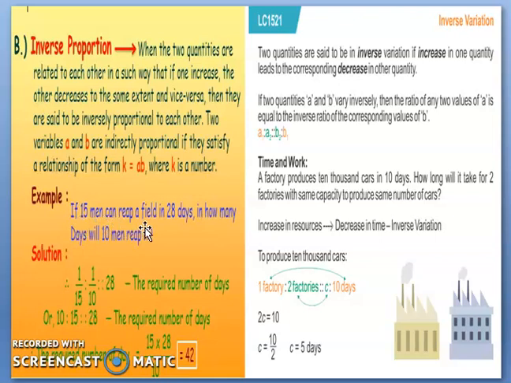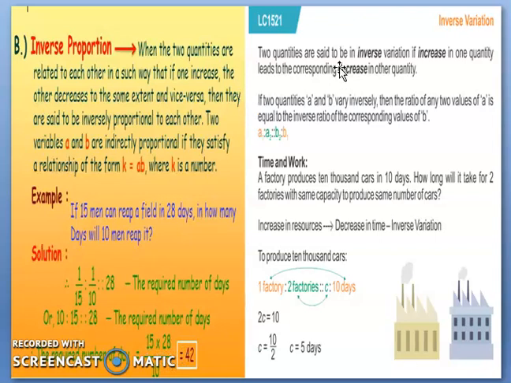If 15 men can reap a field in 28 days, in how many days will 10 men reap it? So 1 upon 15 is to 1 upon 10 is to 28, that means the required number of days. Or we can write over here 10 is to 15 is to 28. The required number of days will be 15 multiplied by 28 upon 10. You will get 42. So the required number of days will be 42.